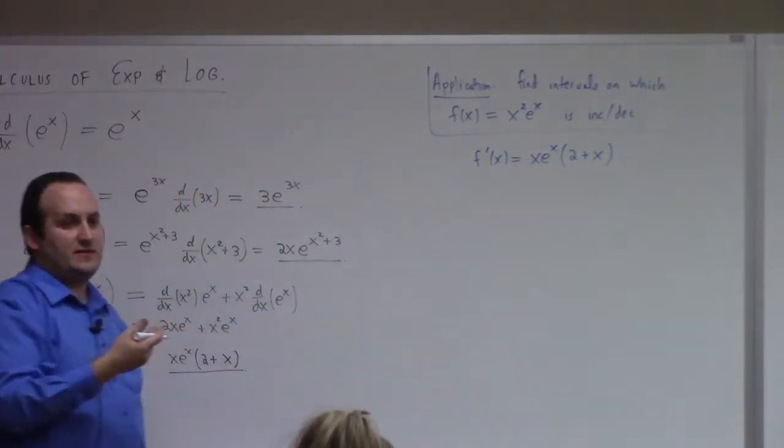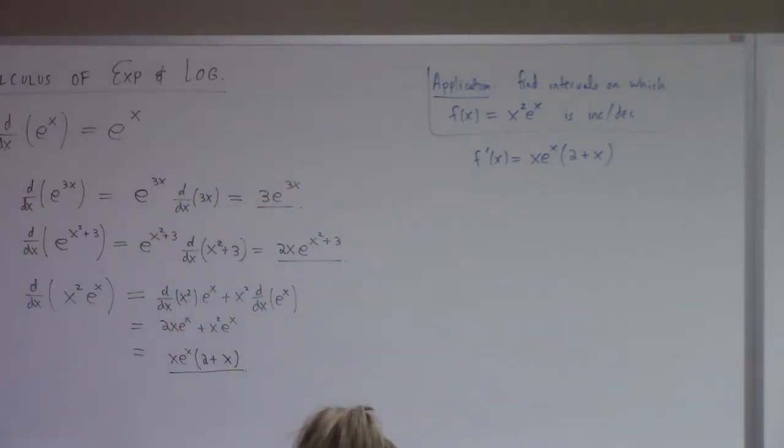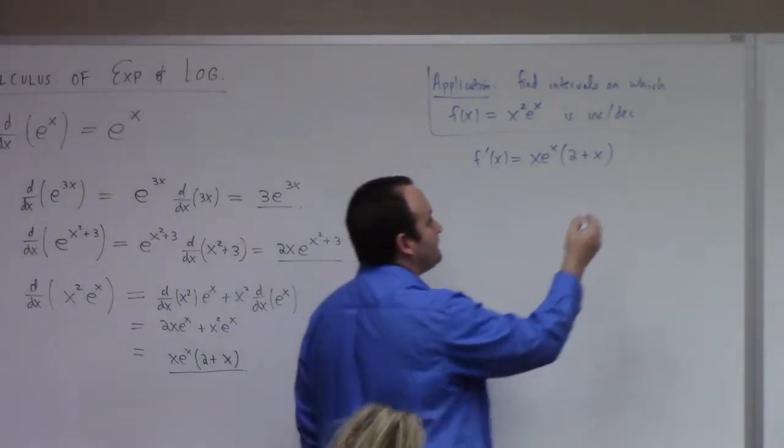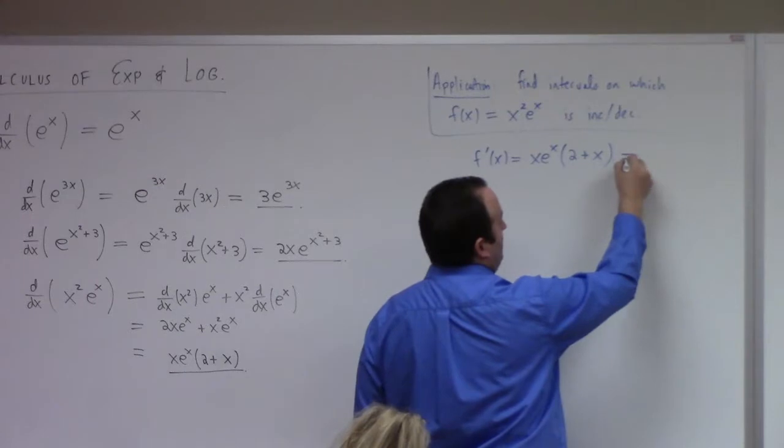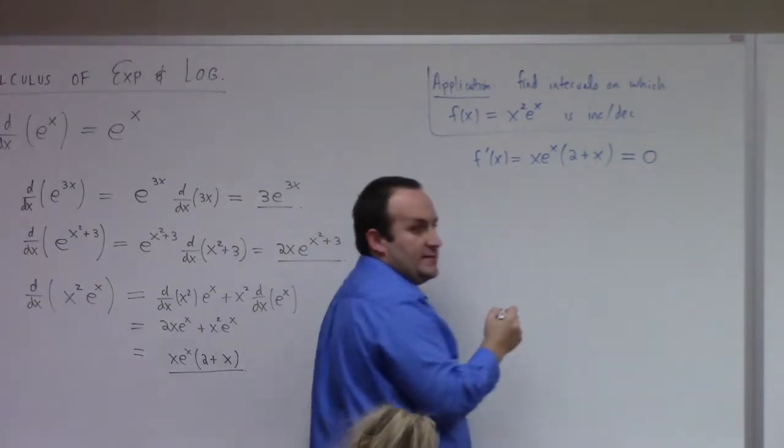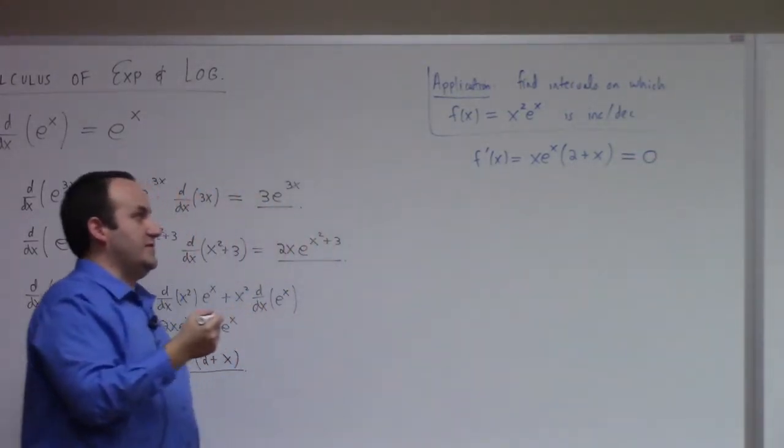So we want to do what? In order to understand where it's increasing and decreasing, we want to draw a number line where we have the critical points. What are the critical points for this function? We set this equal to 0, and then we see what the solutions to that are. So what are the solutions to that?